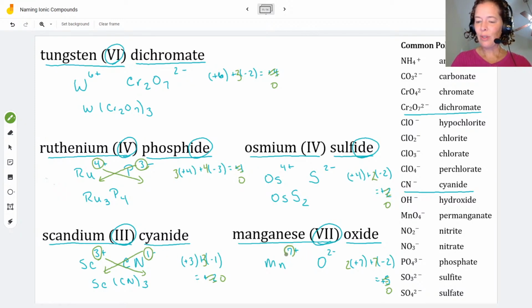Oops, let me write that down. So this 7 is going to come down to the oxygen. This 2 is going to come down to the manganese. So we have Mn2O7. Manganese oxide. Let's make sure there are no questions. I don't see any questions.